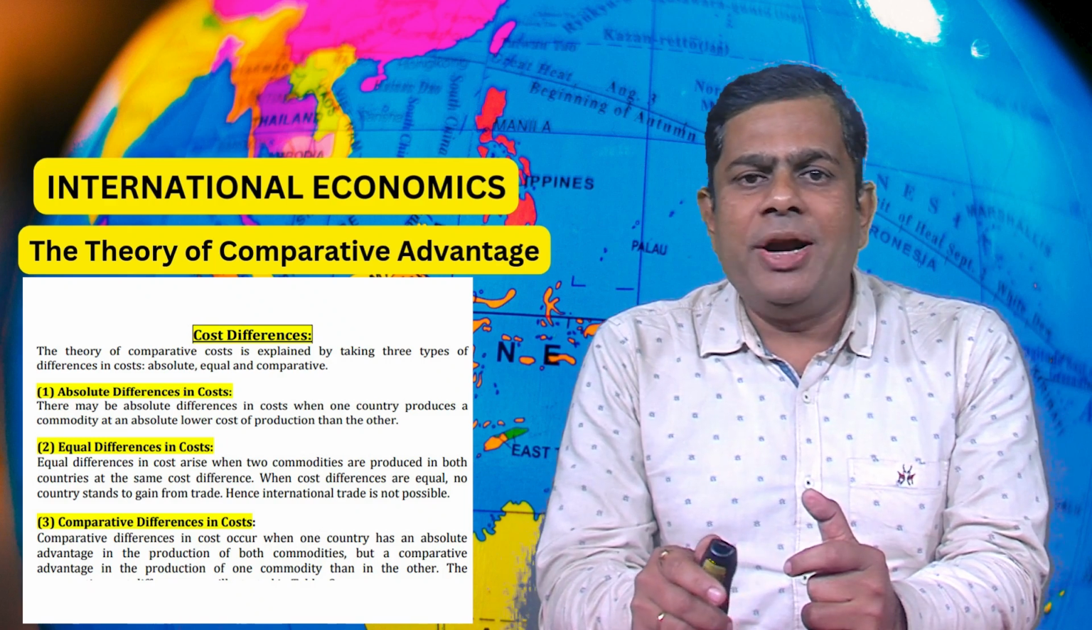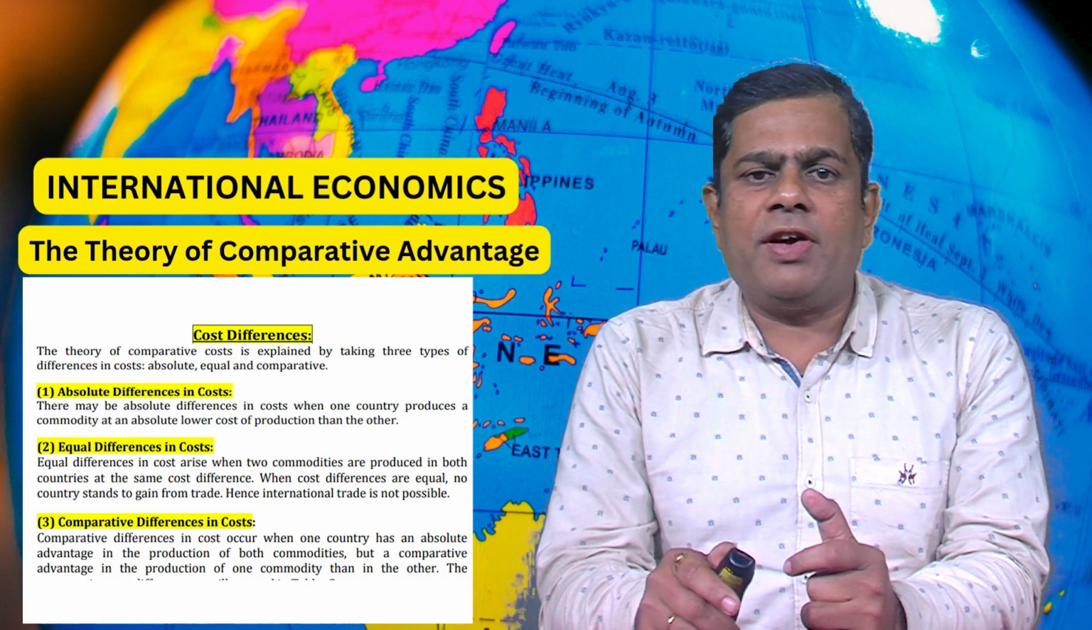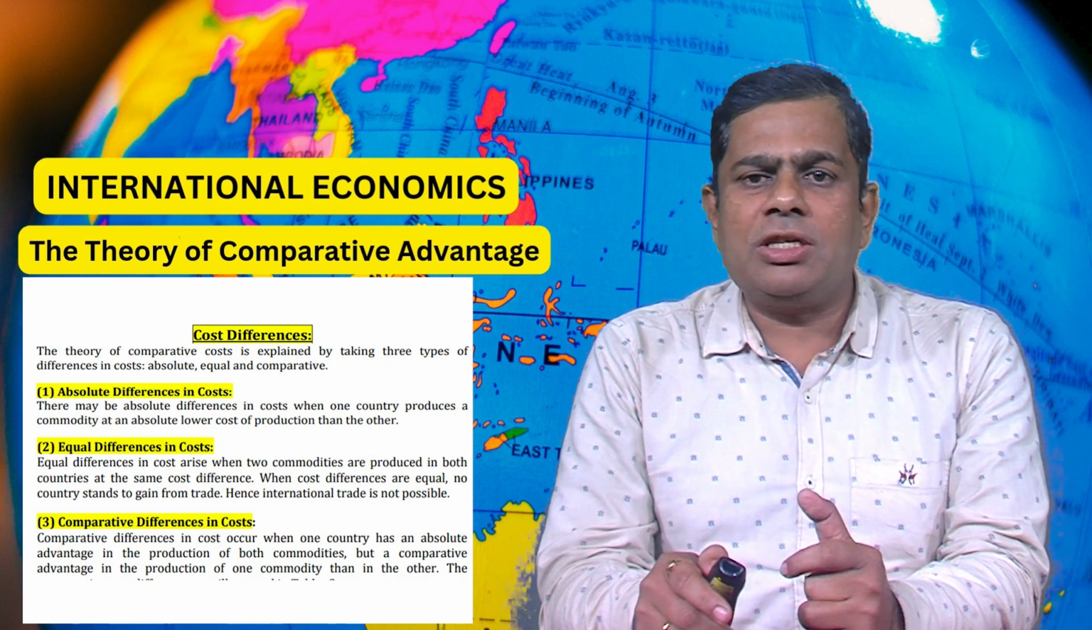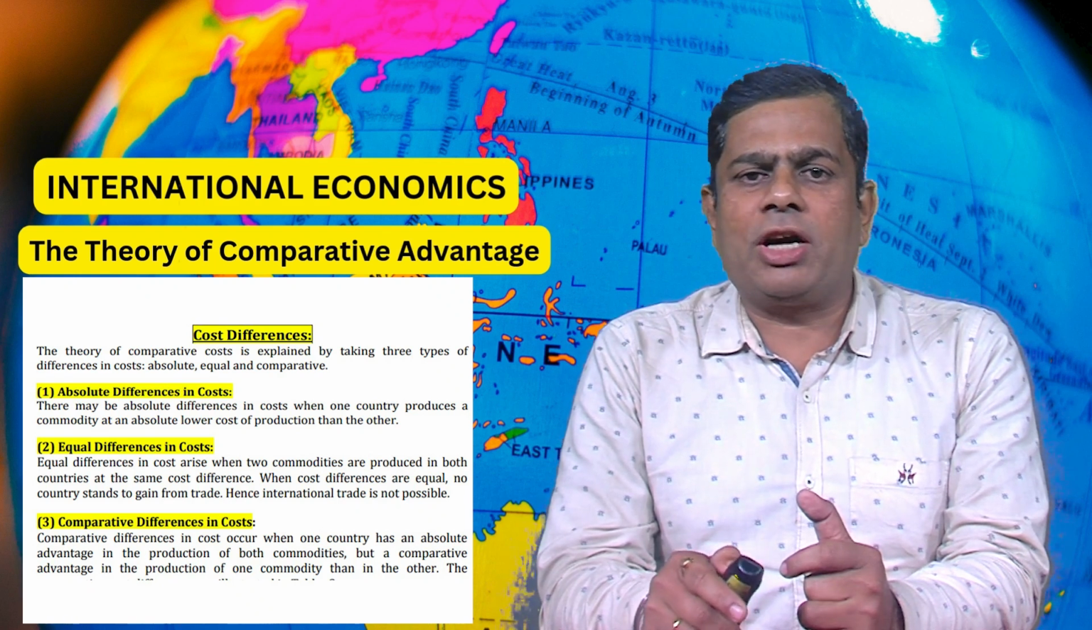And what is comparative difference in cost? Comparative difference in cost occurs when one country has an absolute advantage in the production of both commodities, but a greater comparative advantage in the production of one commodity than in the other.